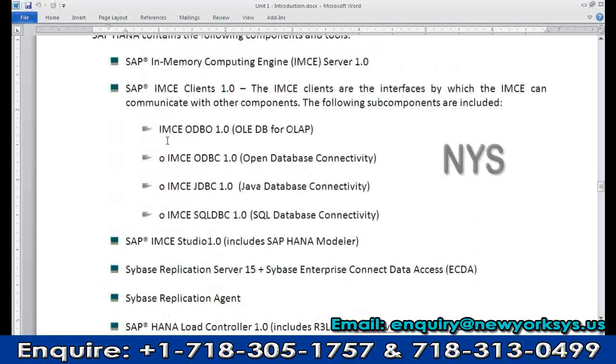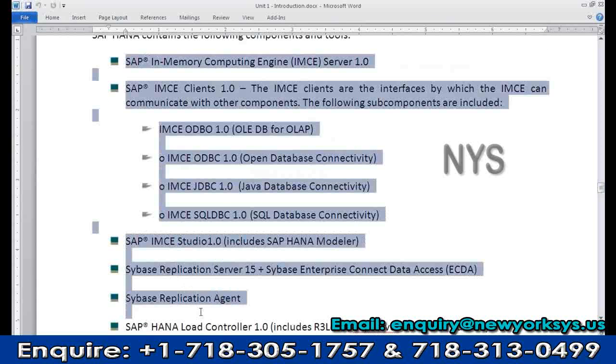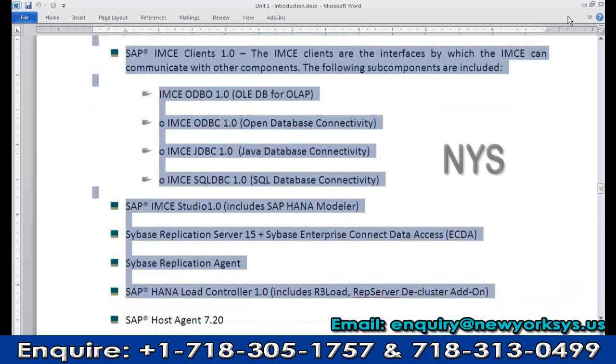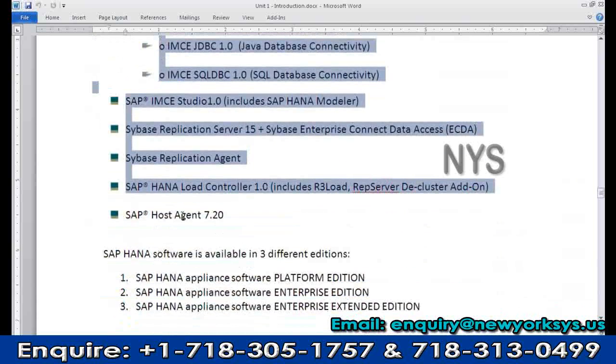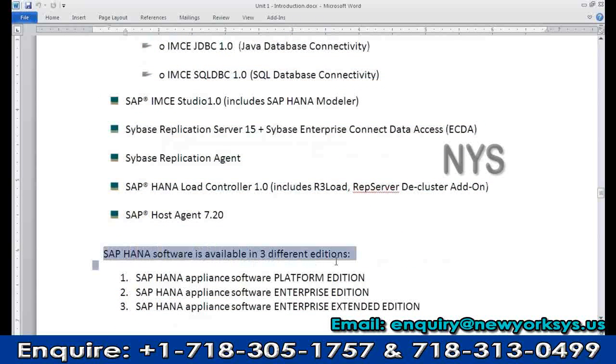So these are the software components in SAP HANA. There may be a lot of smaller components, but these are the main components we are looking at. And then we come to the software editions, different software editions.